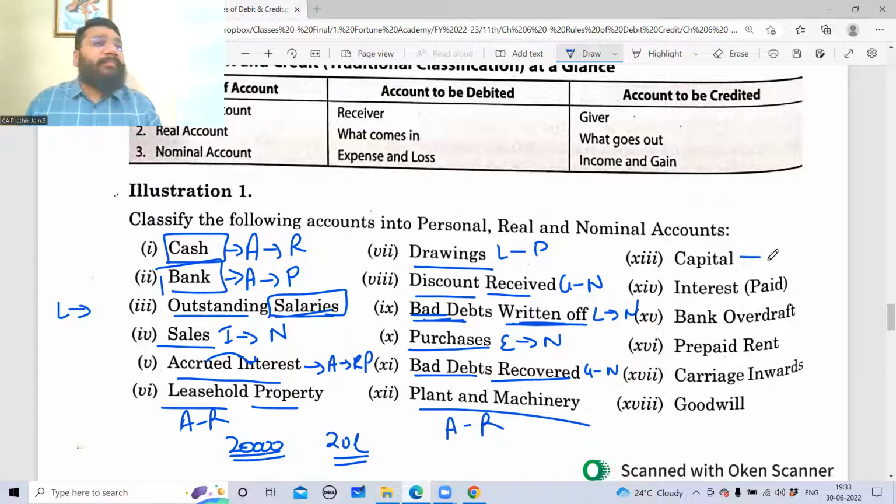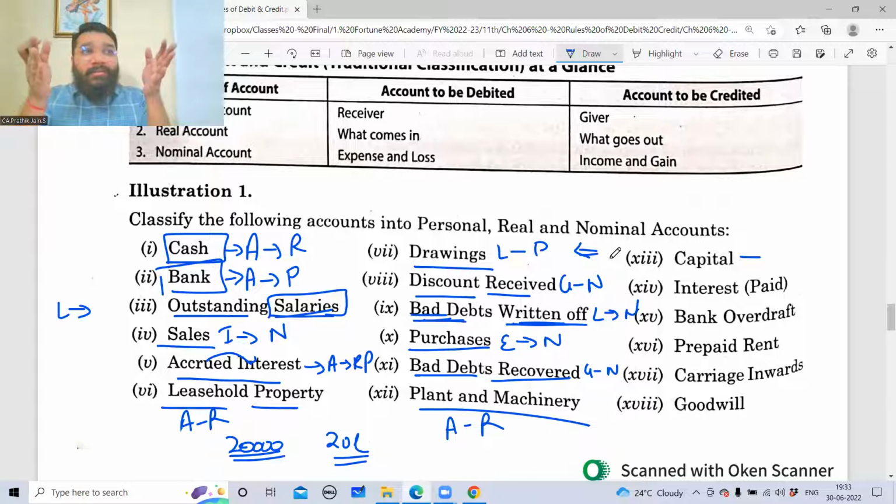Capital. Wonderful, gain. Who is that? Capital gain. Where did the gain come from? Capital. Who is giving capital? The owner is giving. So owner, you are a natural personal account. Liability is the quadrant. Who gives capital? Can a creditor give capital? Can a bank give capital? Only the owner can give capital. Capital is something you can get only from the owner.